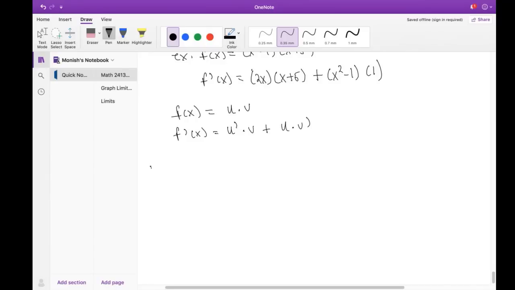And then the quotient rule. An example for this is if I have f of x is equal to 3 minus x squared.